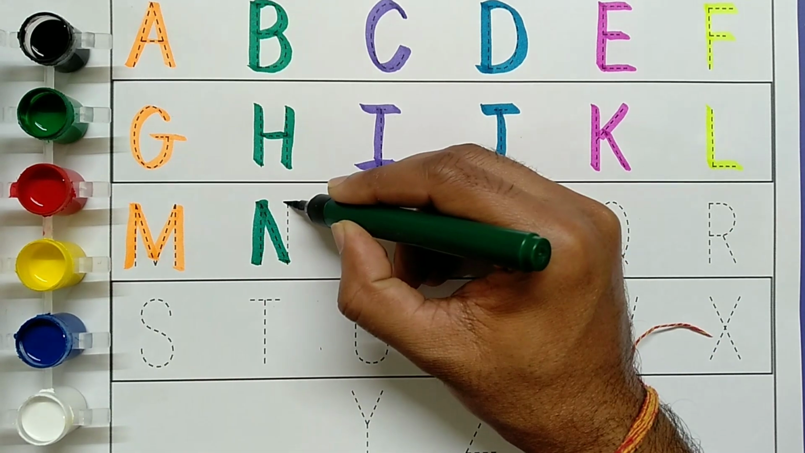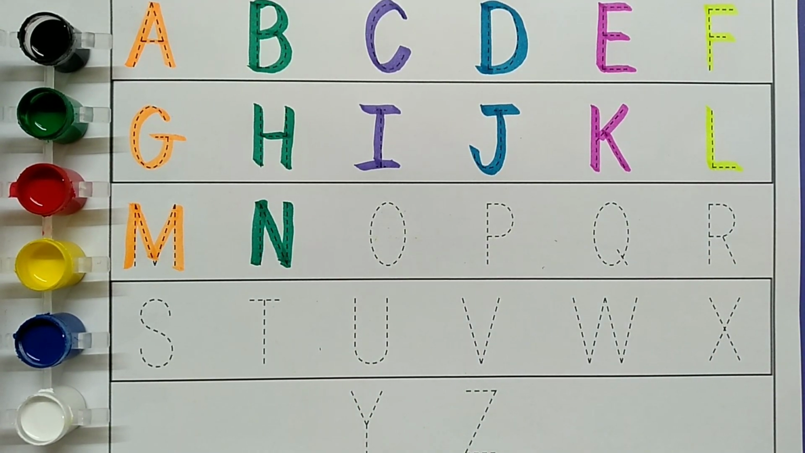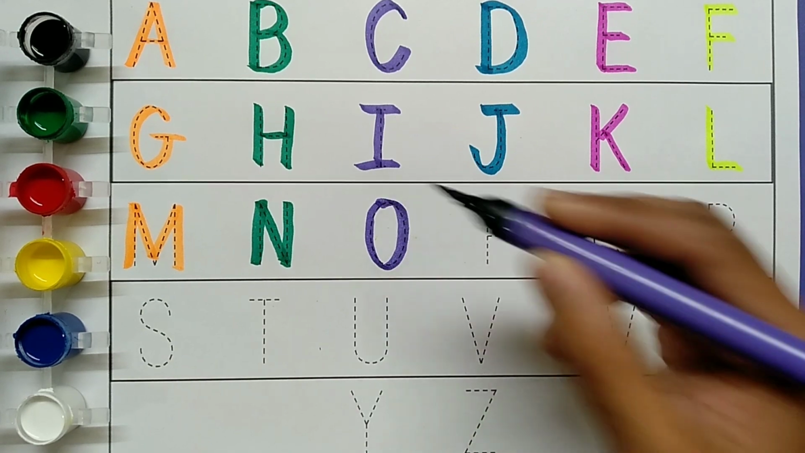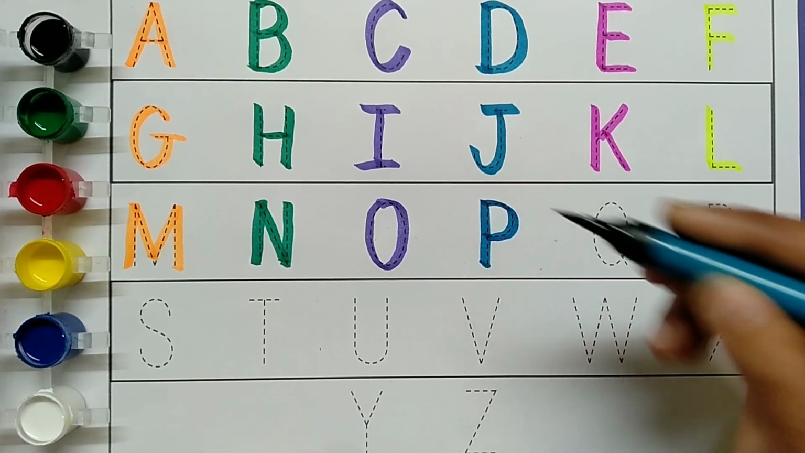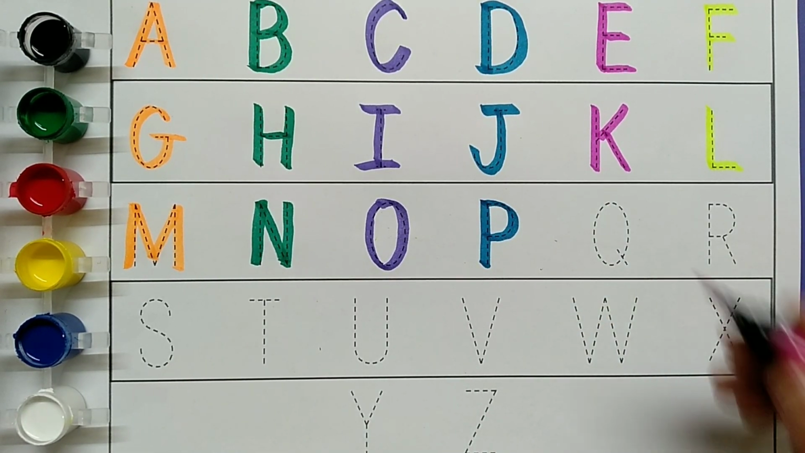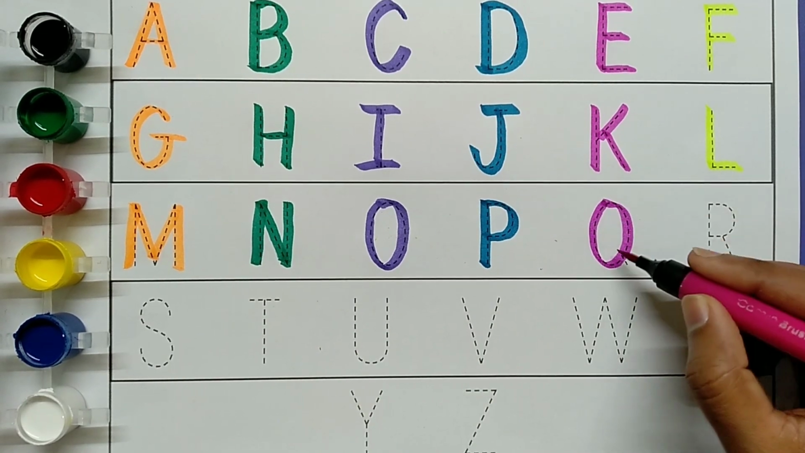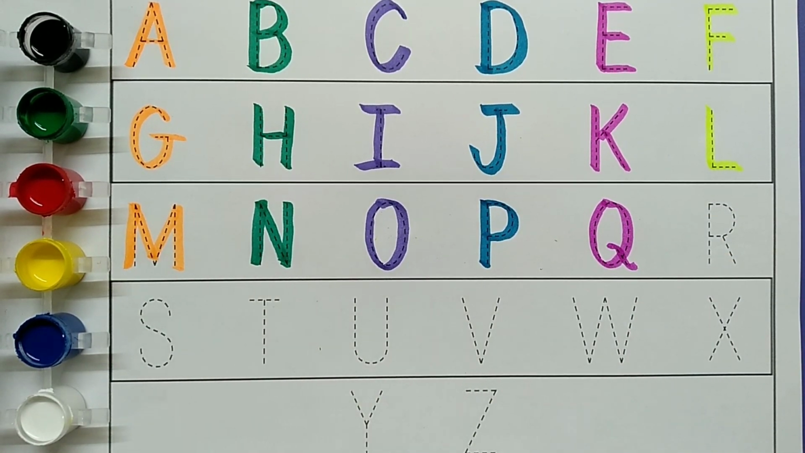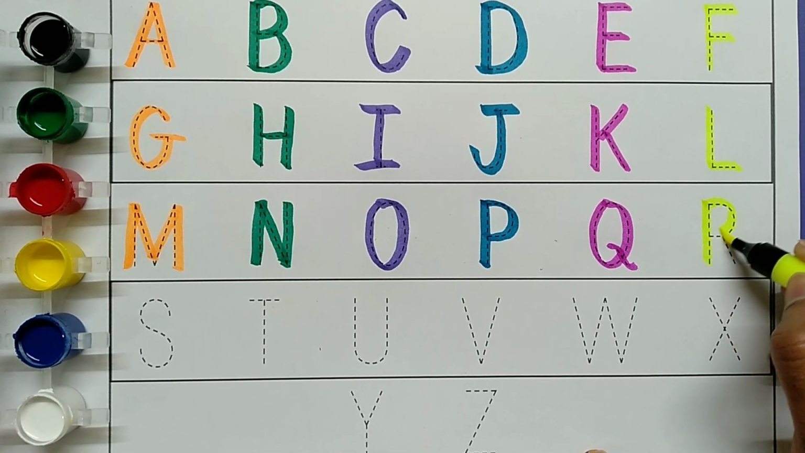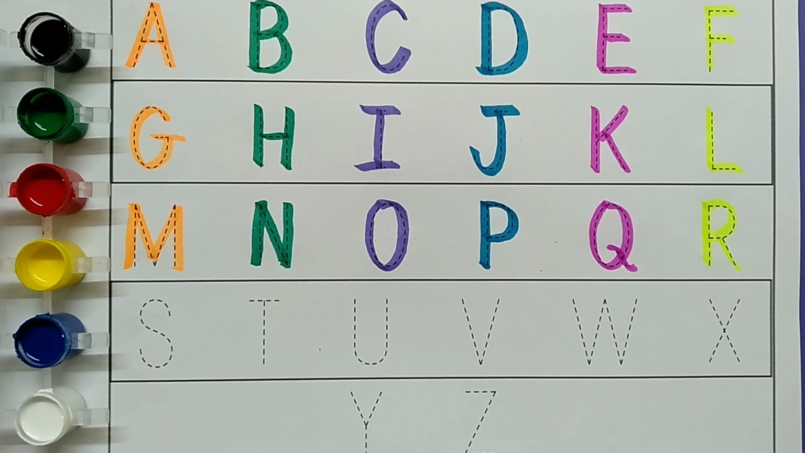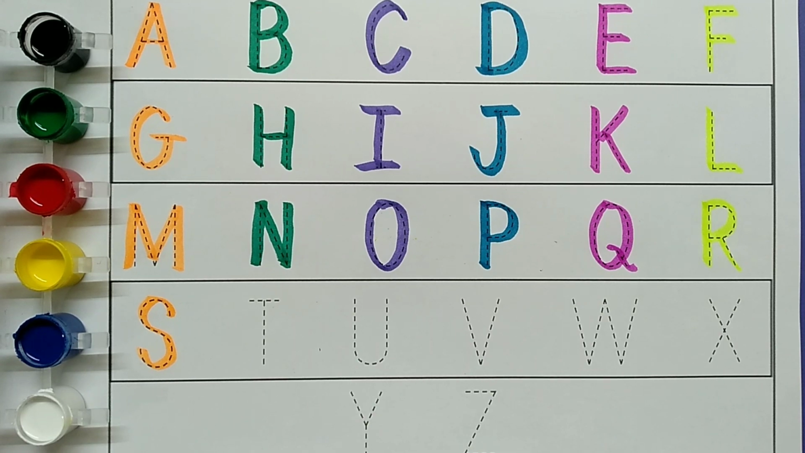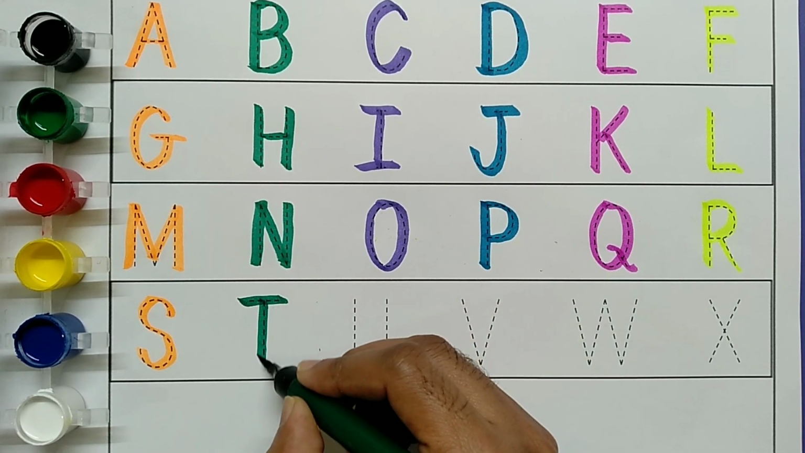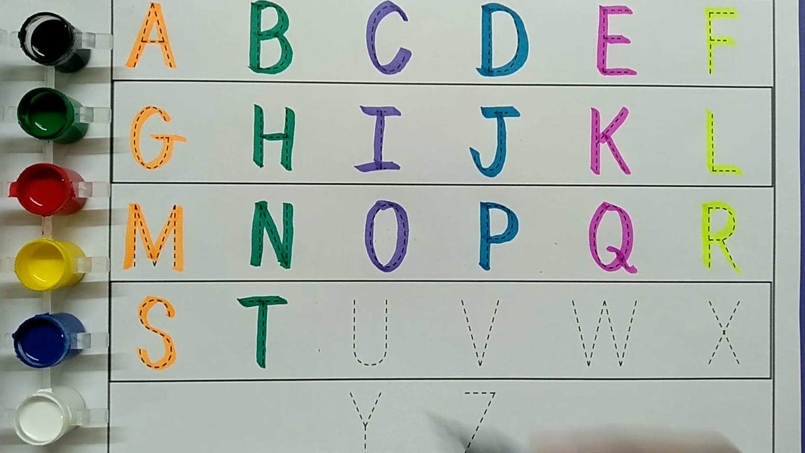N. N for nest. O. O for orange. P. P for parrot. Q. Q for queen. R. R for rose. S. S for sheep. T. T for telephone. U. U for umbrella.